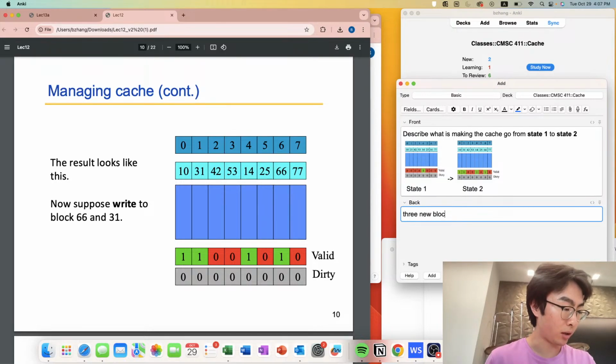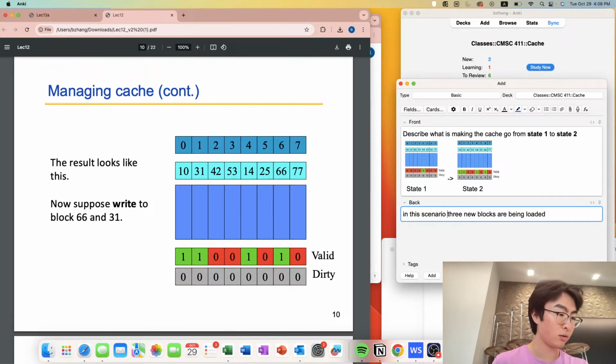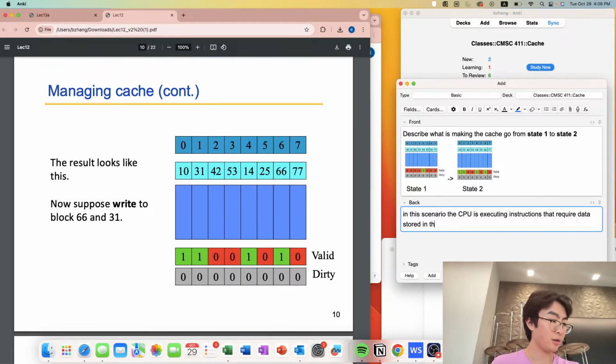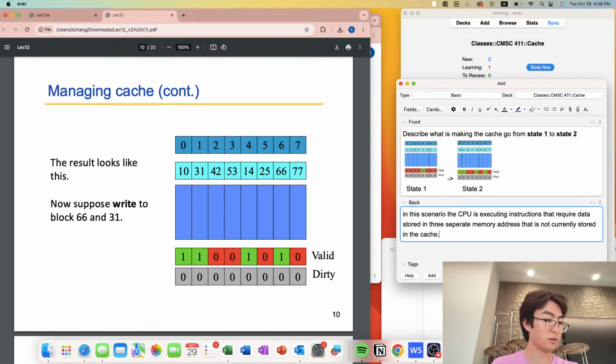So 3 new blocks are being loaded. In this scenario, the CPU is executing instructions that require data stored in 3 separate memory addresses that is not stored in the cache. This data is not currently stored in the cache.